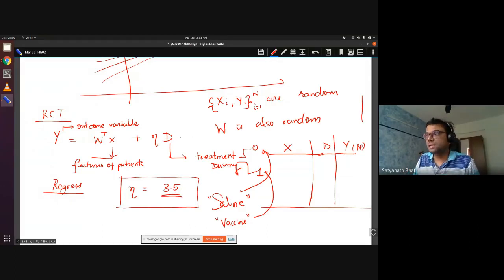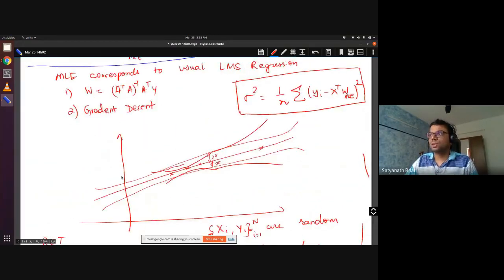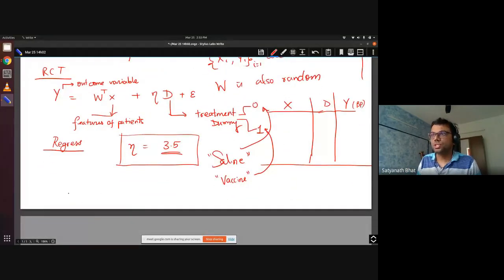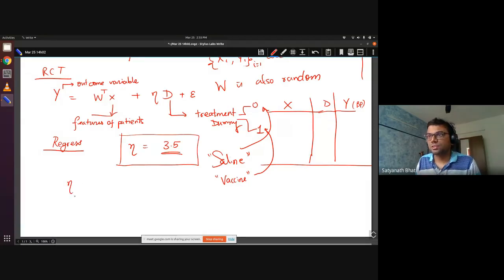But the problem is there is an epsilon associated with it. That epsilon is in this model. There is some kind of a distortion that is happening. So what you do is you also look at this eta, and then you look at the confidence interval of eta. So that is eta 0.05 to eta 0.95. You will look at this confidence interval.